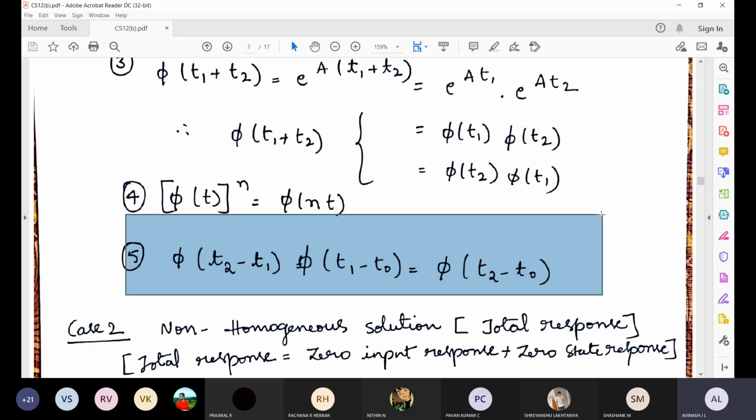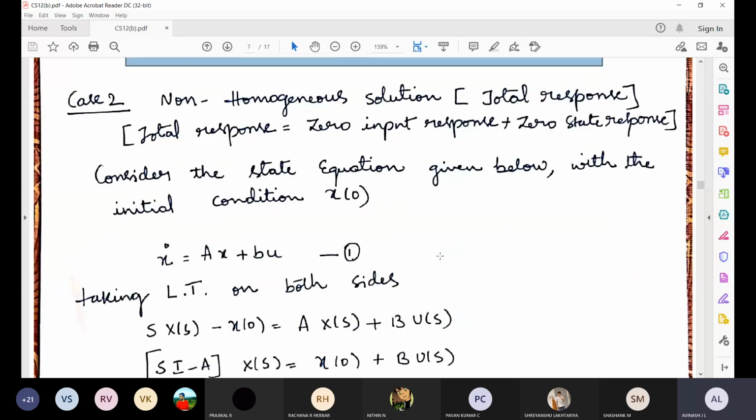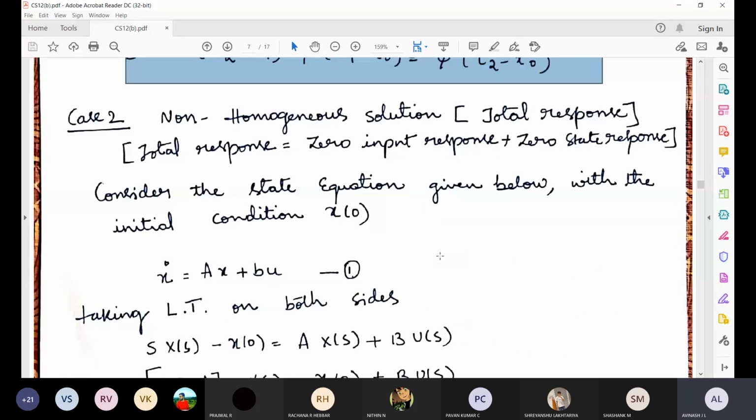So these are all about the state transition matrix properties. When we go for the next thing, that is the non-homogeneous solution. When you're talking about the non-homogeneous solution, we need to consider the two responses also. So what are the two responses we have? One response is the zero input response. The second response is the zero state response.